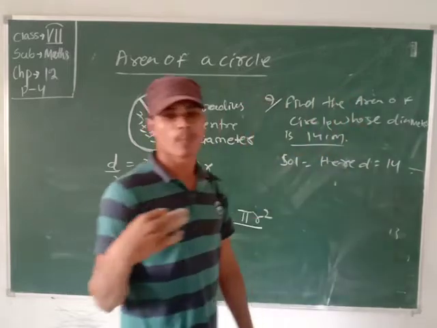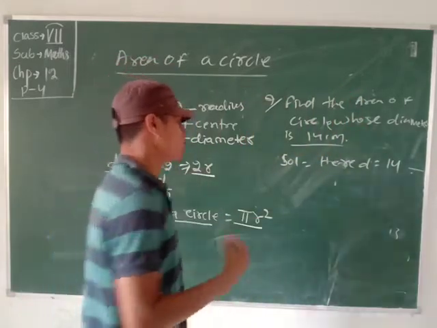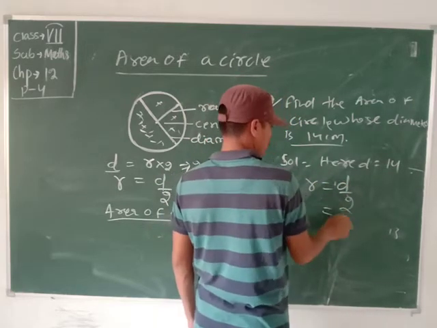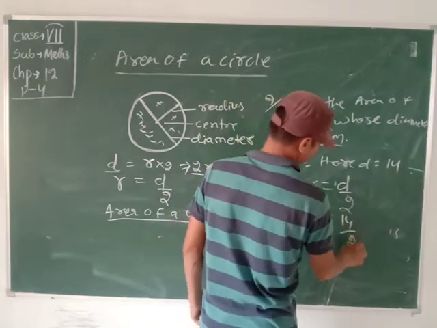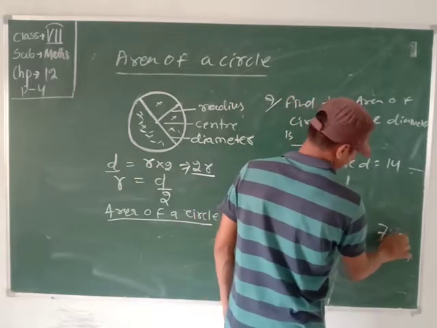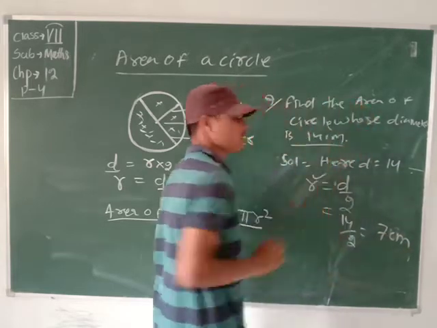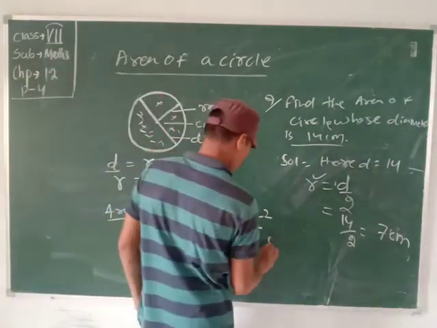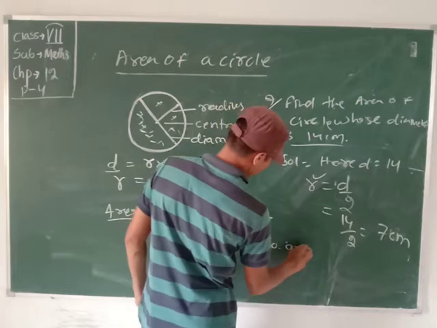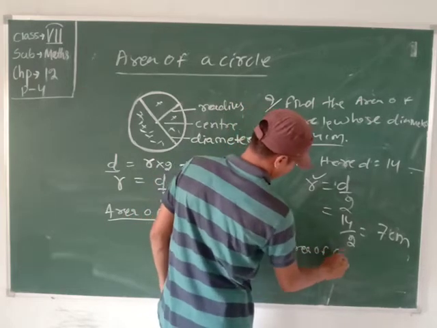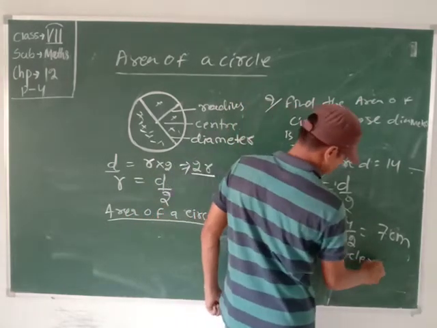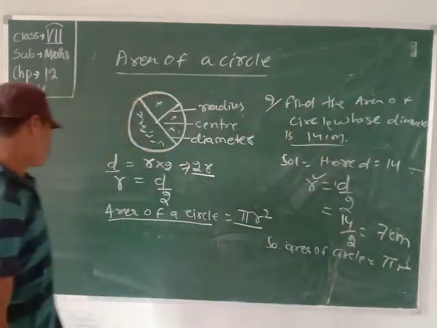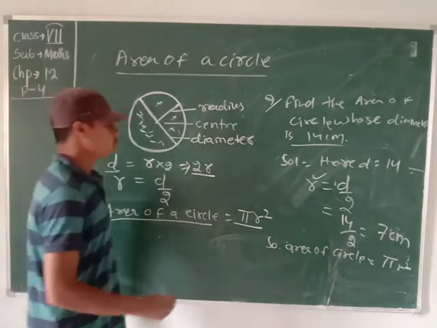Then what do we need to find? First we want to find R. R equals D by 2, which is 14 divided by 2, equal to 7 centimeters. We got the radius. Now we know the area of a circle: area equals pi r square.